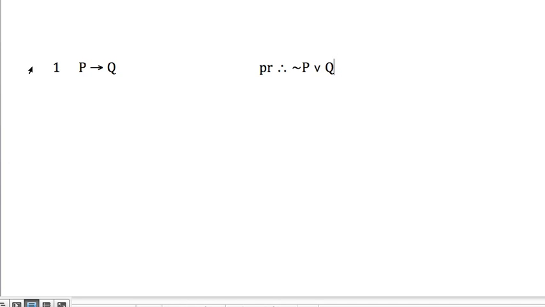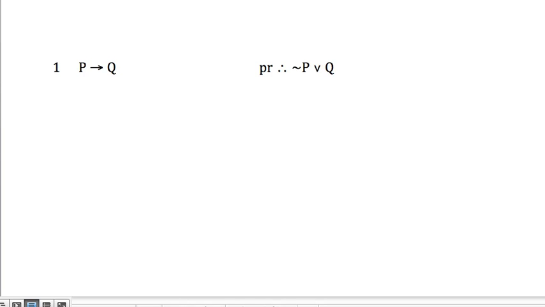So we're going to look once again at the proof that from P arrow Q, not P or Q follows. And it's an exercise in thinking about indirect proof. The first thing is this. We want to prove not P or Q. It's not a conditional, so there's no point in trying to do it by conditional proof.